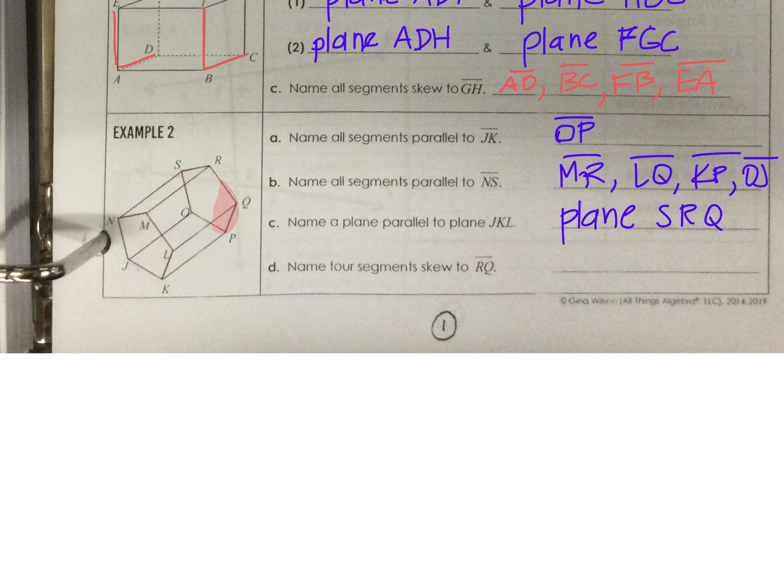All right, last one. Name 4 lines that are skew to RQ. So RQ is right there. Skew means not parallel and never touching. So we could say JO is not parallel and never touching. JK is not parallel and never touching. JN is not parallel and never touching. And KP.